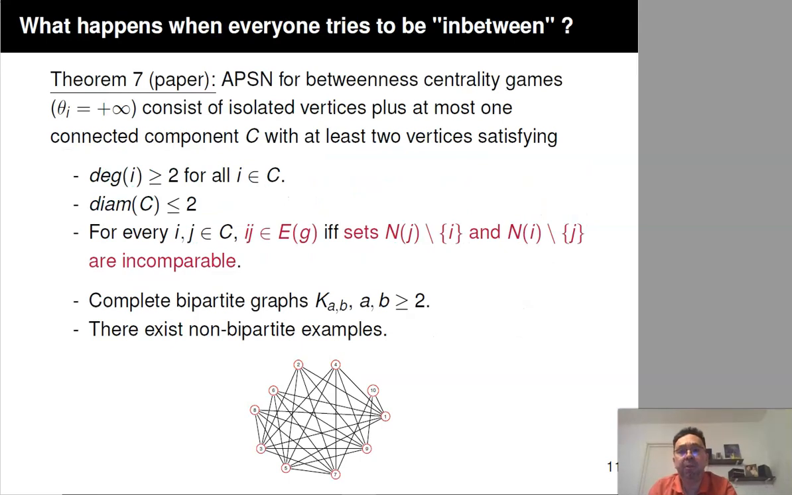Perhaps the most interesting result in the paper is that we can characterize completely the kind of networks that arise as APSNs for games in which agents want to maximize betweenness centrality. You have a full condition here and an example of a graph which is non-bipartite, which satisfies the conditions.